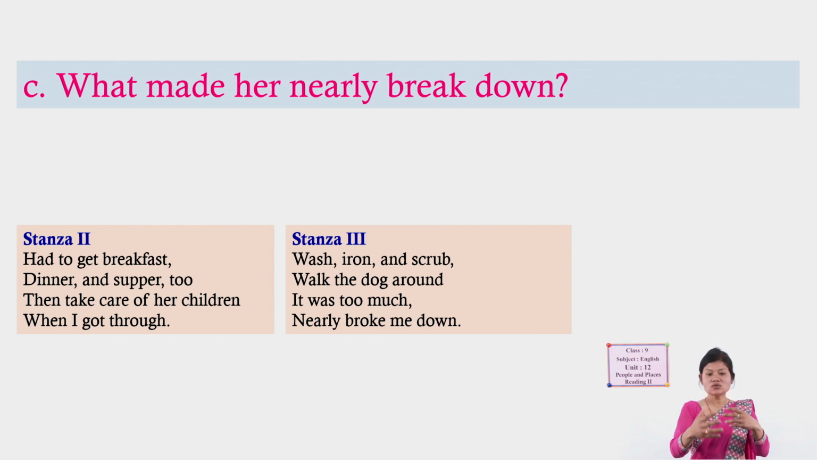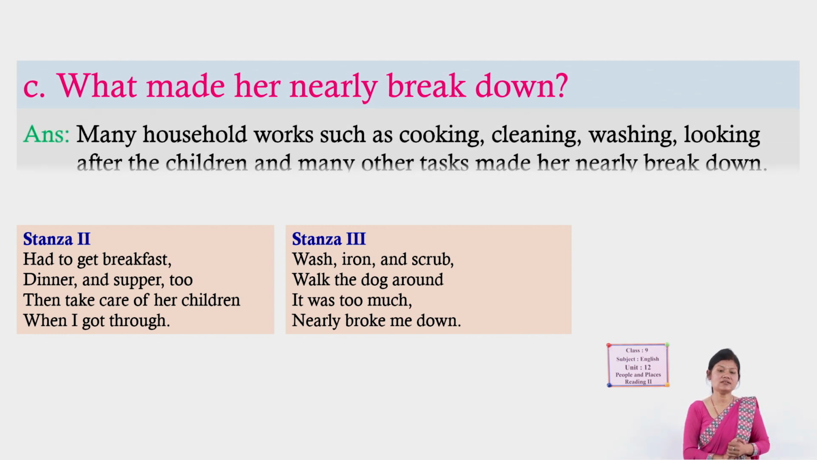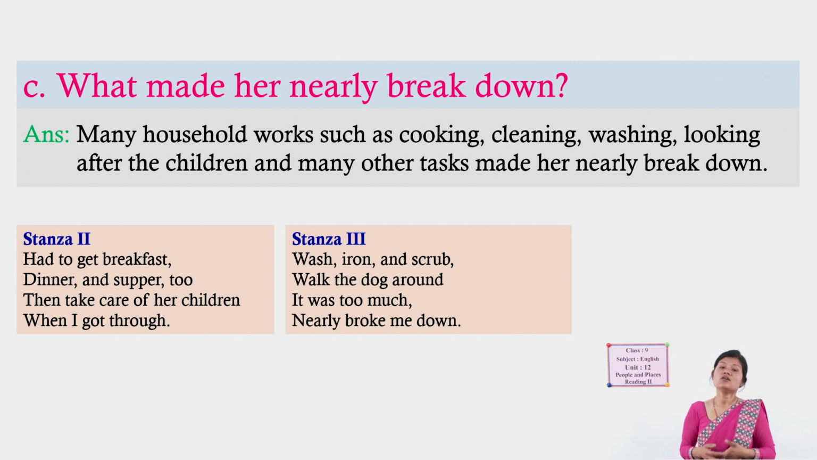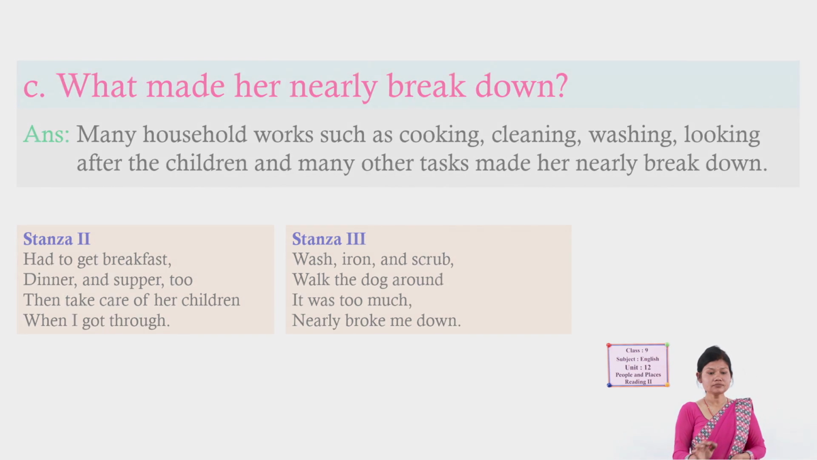So, not actually the same word you have to write there, you can just give examples of the works Alberta had to do. Okay. So, simply you can write in this way: many household works such as cooking, cleaning, washing, looking after the children and many others are there. For examples, you can write a list of works here, and many other tasks made her nearly break down. So, in this way you can write.